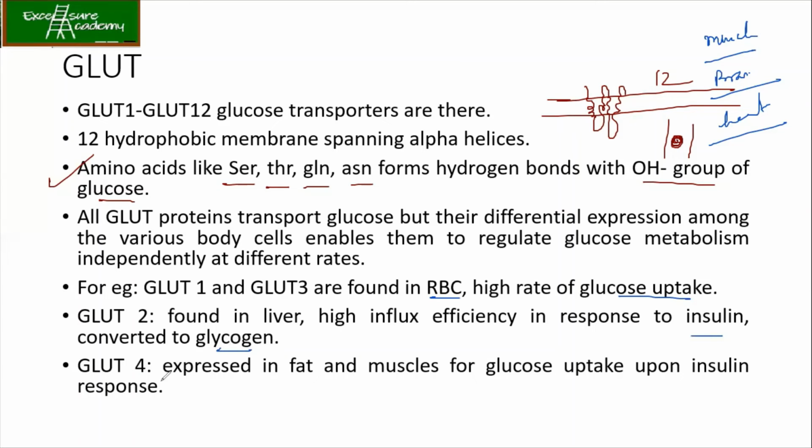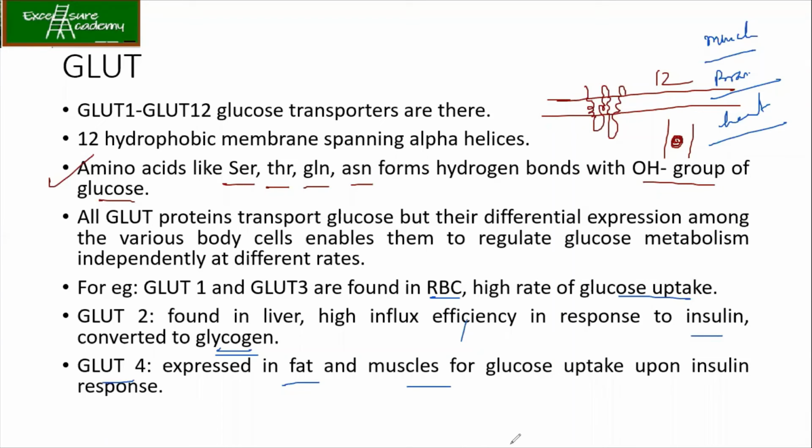Okay, clear? So when the body gets a signal that there is so much glucose present in the blood, right? And it is not required now. अभी हमें इतनी एनर्जी की जरूरत नहीं है, but you might require it in future. तो हम क्या करेंगे? एक्सेस ग्लूकोज को ग्लाइकोजन में कन्वर्ट कर देंगे. ठीक है, and that's how the story of becoming fat starts. Okay, we'll come to that later. Now, another example, GLUT4, it is expressed in your fat and muscle cells for glucose uptake upon insulin response.